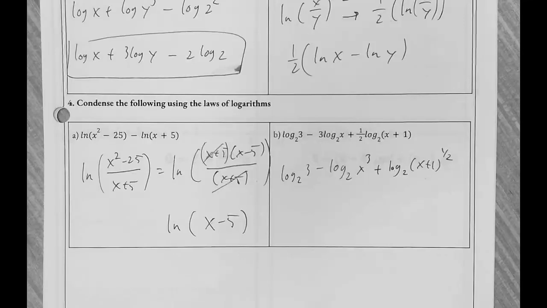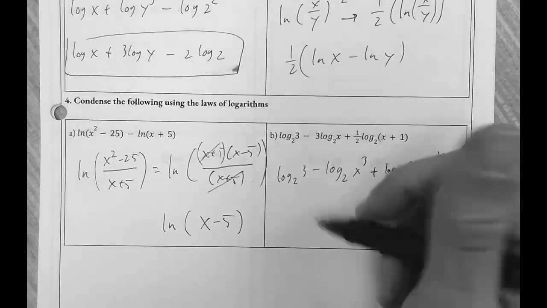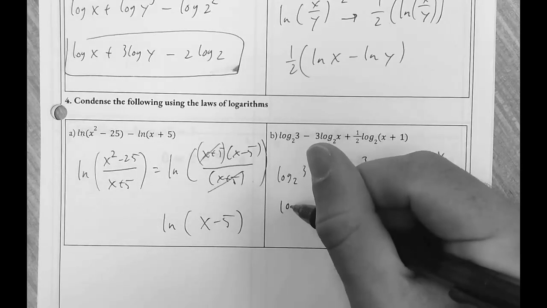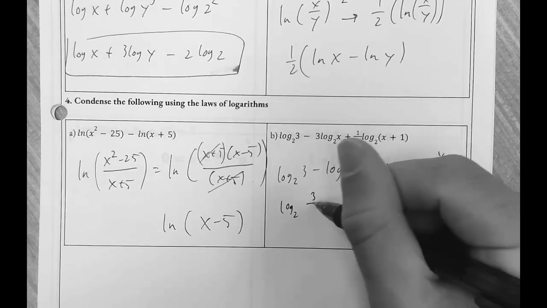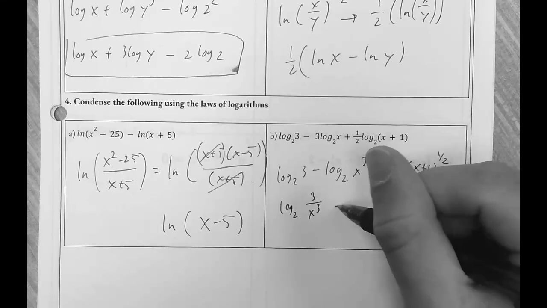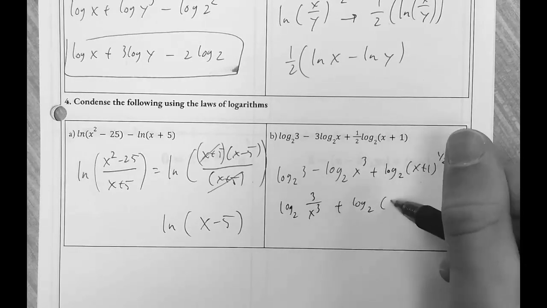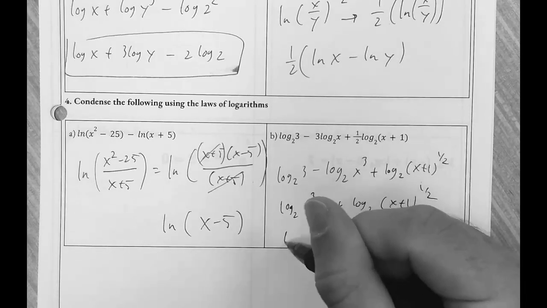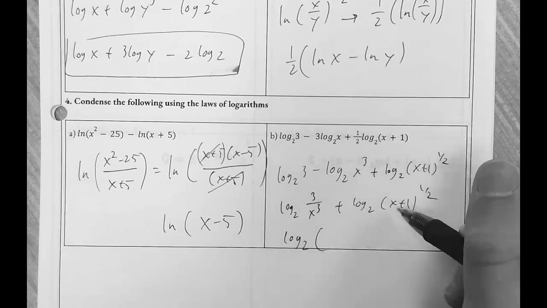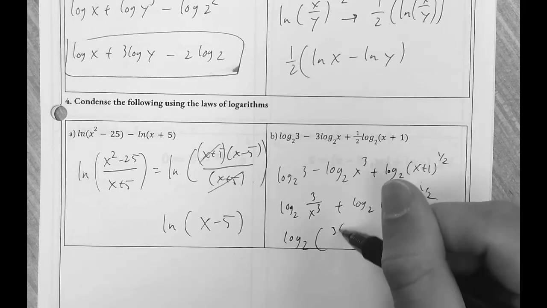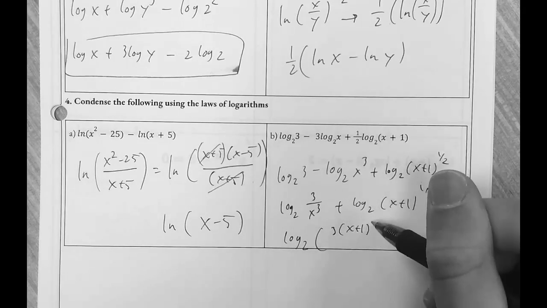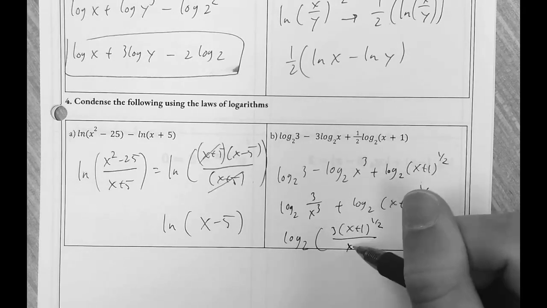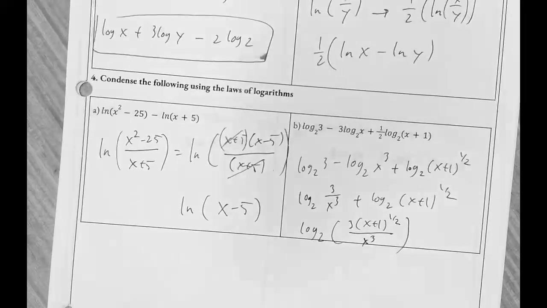Okay. Then we are going to apply our rules. I'm going to do one step at a time. We're going to have log base 2 3 over x to the third plus log base 2 x plus 1 to the 1/2. And then we're going to have log base 2, and I'll multiply that, so it's going to be 3 times x plus 1 to the 1/2 over x to the third. That's it.